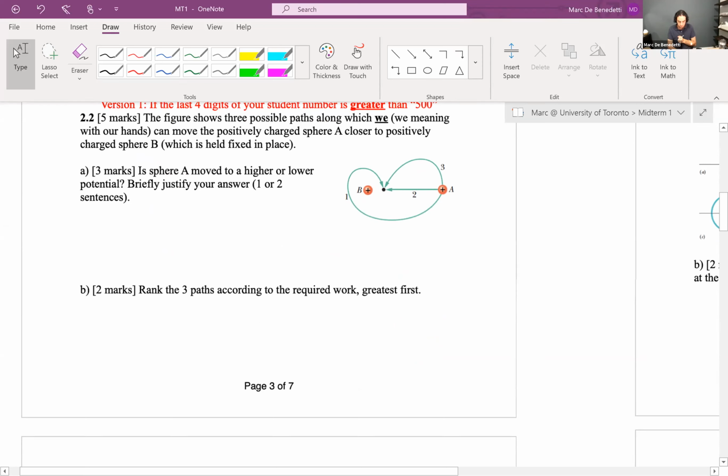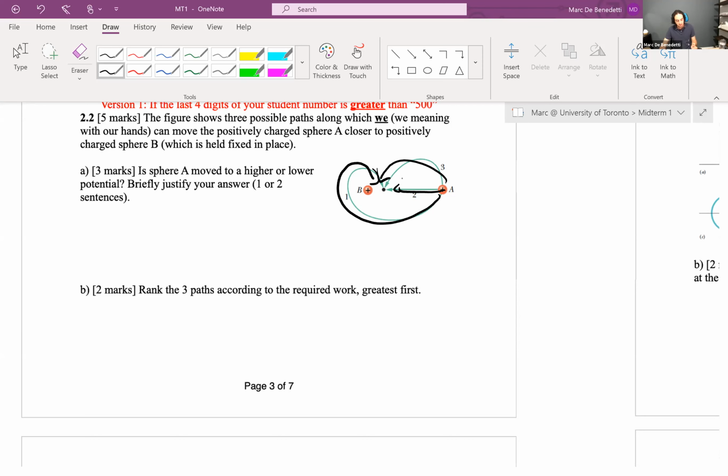The second full solution question. You have two positive charges. They could be two protons. They could just be two positive charges. It doesn't really matter. At locations A and B, the premise is there are three different ways in which you can move particle A to particle B: path 1, path 2, or path 3. Question 1 says, is sphere A being moved to a higher or lower potential?